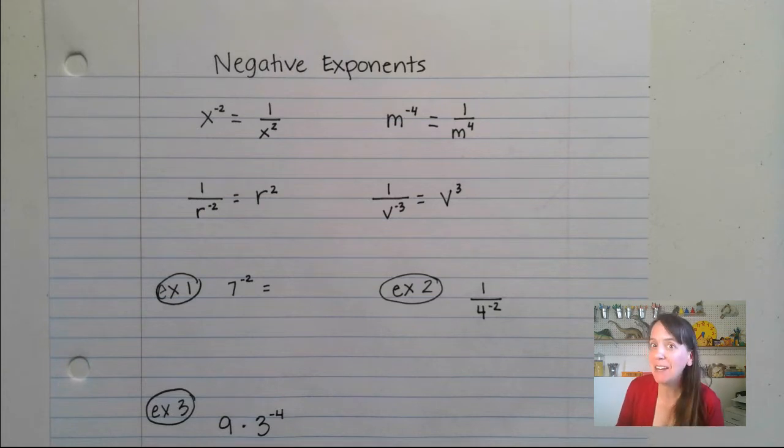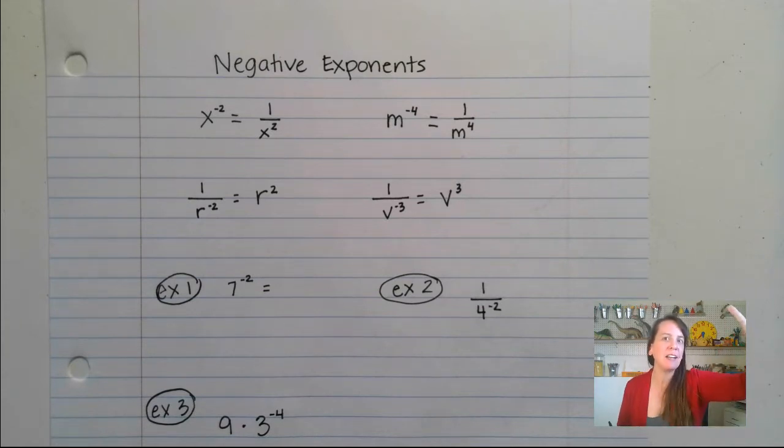Now, with negative exponents, I have found the best way to describe and explain them is to talk about negative attitudes, right? If you're at home and your parent or your guardian says to you that you have a negative attitude and you need to go upstairs to your room, change that attitude, make it a positive one. That's exactly what we're going to do with negative exponents.